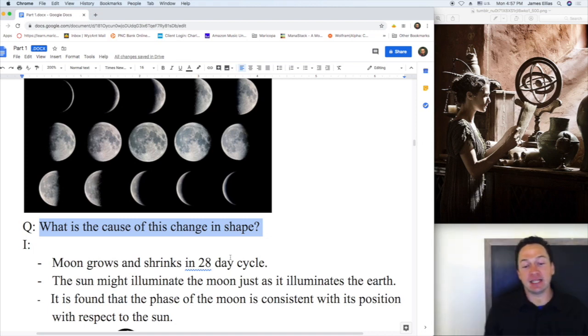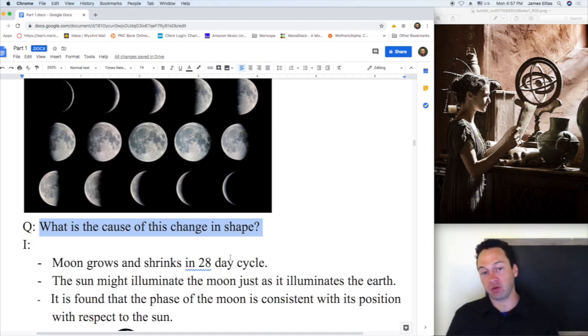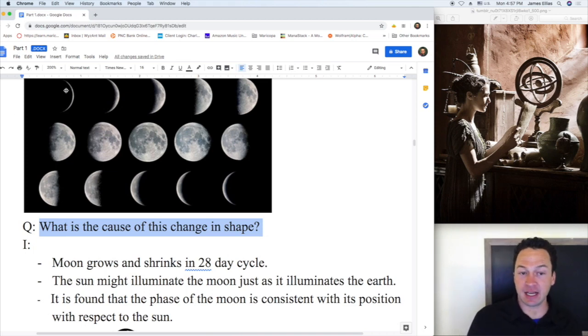What we find is that the moon grows and shrinks in a 28-day cycle. It takes 28 days to go from this to this to this to this, until we don't see the moon at all. And then we start to see the other side of it begin to become light.